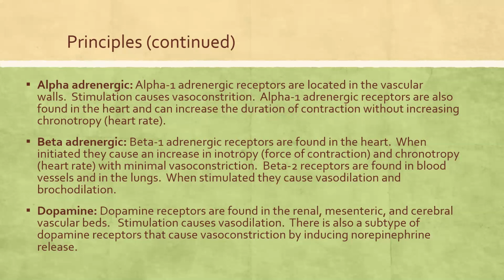And then finally, we have the dopamine receptors, and those are found in our kidneys, our renal system, and our mesenteric and cerebral vascular beds, and they cause vasodilation. There's also a subtype of dopamine receptors that causes vasoconstriction, and that induces norepinephrine release. So you really need to understand those dopamine receptors.